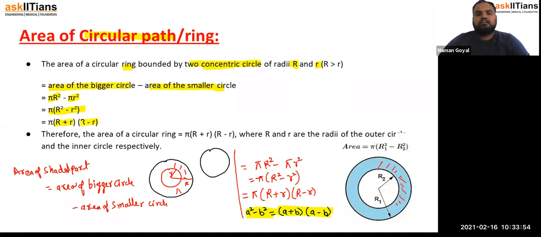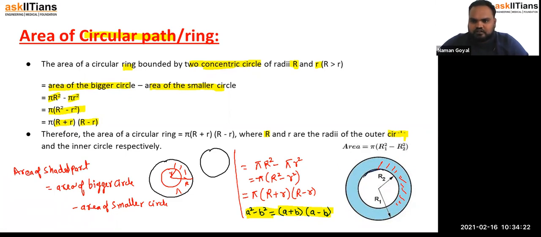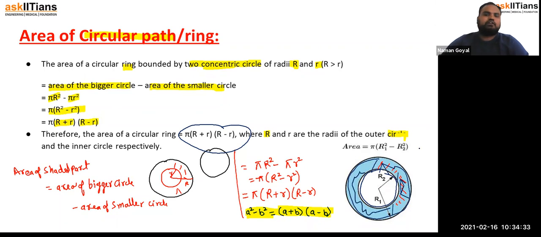So we can say that the area of that circular ring is pi into (capital R plus small r) into (capital R minus small r), where capital R is the radius of the outer circle, and small r is the radius of the inner circle. This small part is the inner circle, and this is the outer circle, and the part we solve is this area. Are you getting my point?